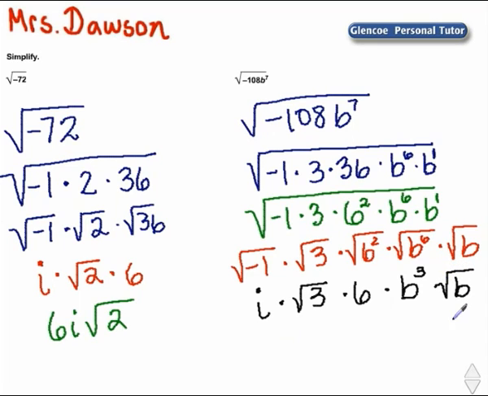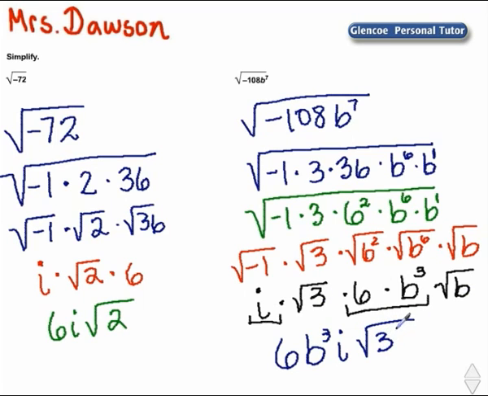So our last step is to combine like terms, if you will, and we'll put the factors without the radicals out front. So 6b cubed and i will be in front. 6b cubed times i. And then we'll multiply the two irrationals together and put under one radical symbol. So we have the square root of 3b. So the square root of negative 108 b to the 7th simplified is 6b cubed times i times the square root of 3b.